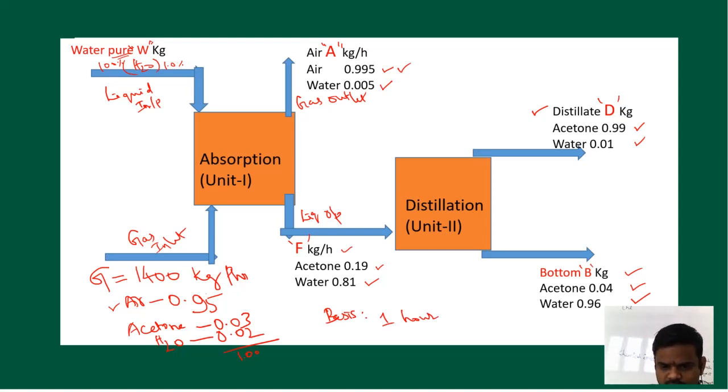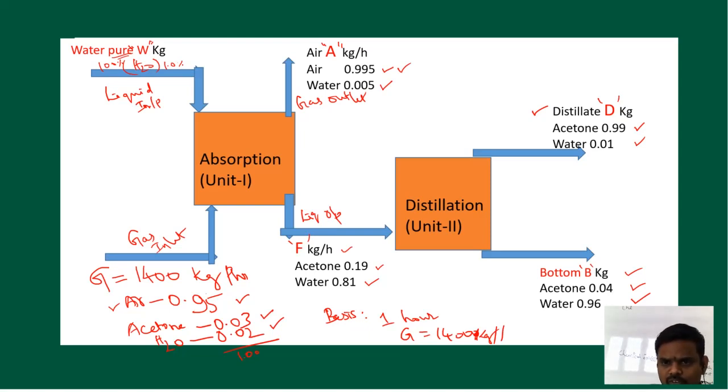So that G value is 1400 kg. That is our basis. So you can find out what is the quantity of air, what is the quantity of acetone, and what is the quantity of water, right? So do the material balance and equate the amount of air present in the gas inlet equal to gas outlet. So like that you have to try to find out all the values.